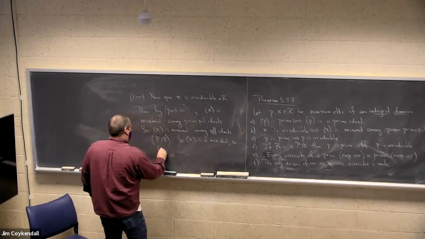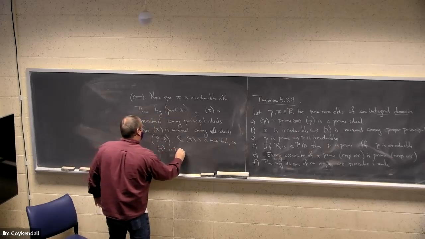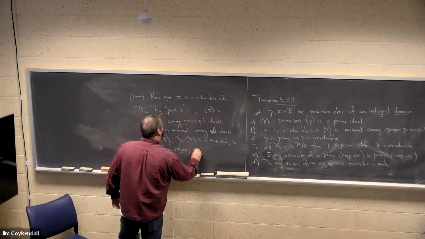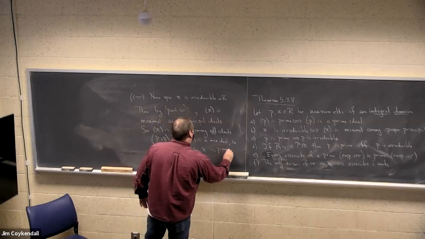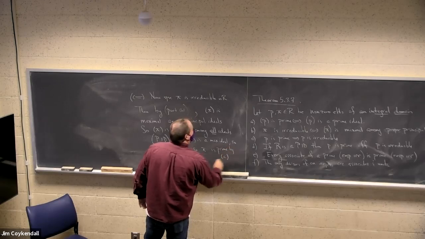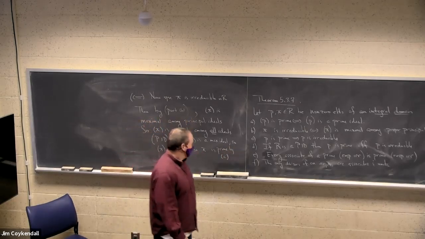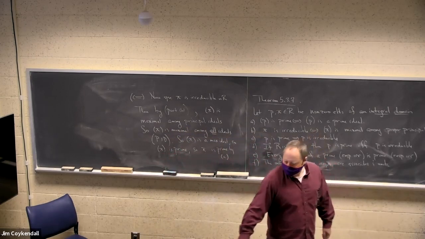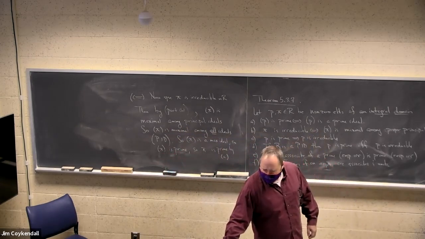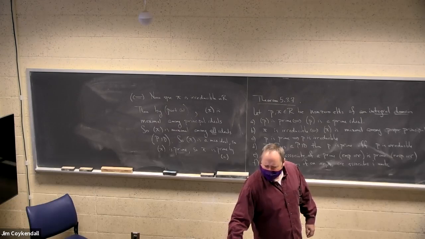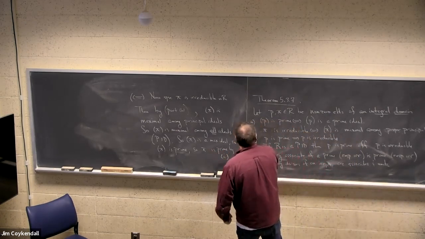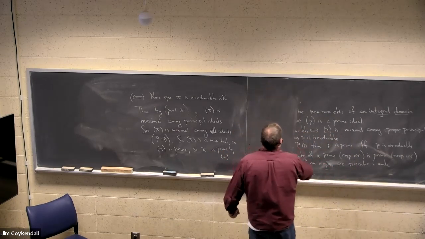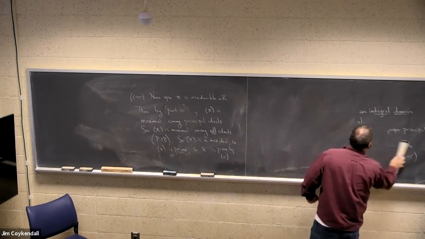So prime. So that shows pi is prime. Part A. And of course, again, we've seen examples where you have elements that are irreducible but not prime. They can't be principal ideals over time.